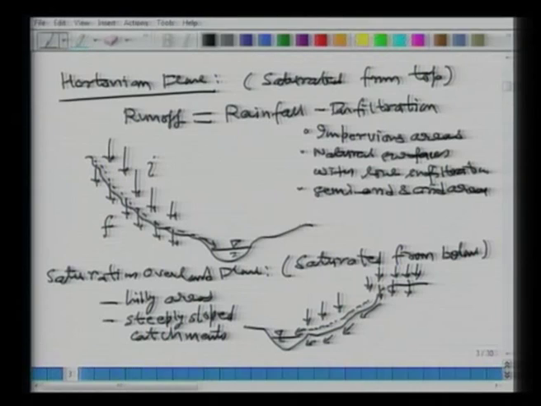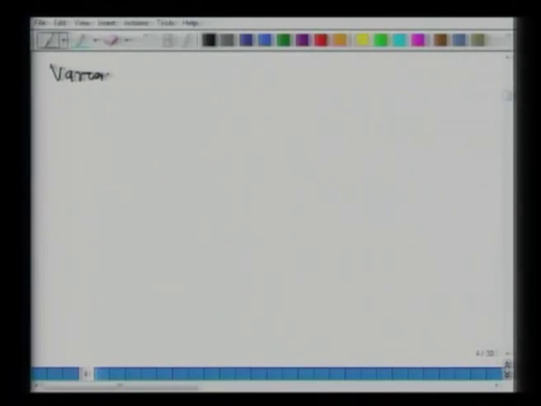Okay, so these are basically the two concepts of modeling the overland flow. One is through the Hortonian and the other is through the saturation. In most practical applications or most of the hydrological models, commercial software which we see today, they employ the Hortonian overland flow philosophy. Next, we move to a different concept called variable source area. And this is applicable for saturation overland flow.